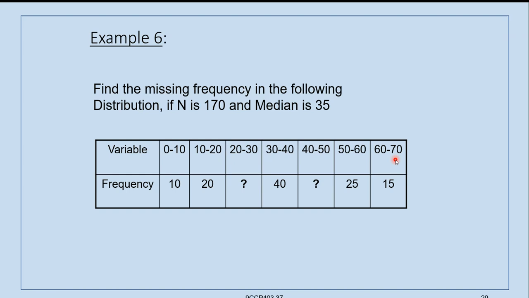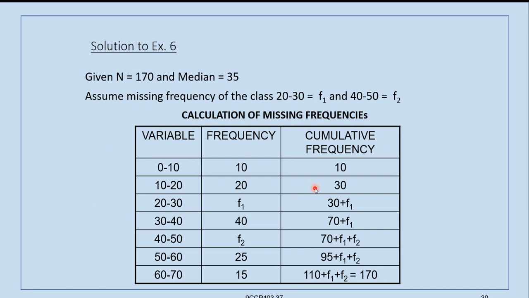We'll assume the missing frequencies. Missing frequency of the 20 to 30 class interval is f1, and the 40 to 50 class interval frequency is f2. Here, f1, f2. So we will calculate the cumulative frequency. We know how to calculate the cumulative frequency.